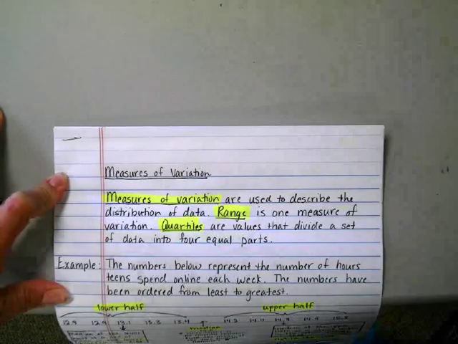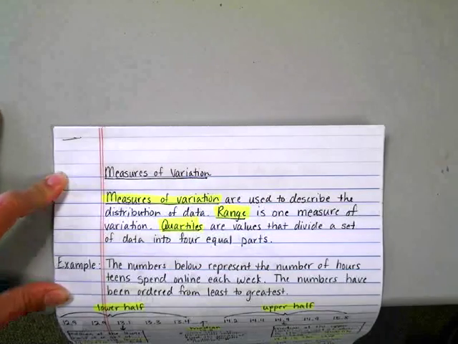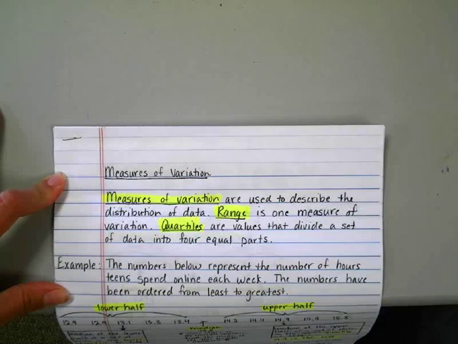Okay, today we're going to be talking about measures of variation. Measures of variation are used to describe the distribution of data. Range is one measure of variation. Quartiles are values that divide a set of data into 4 equal parts.